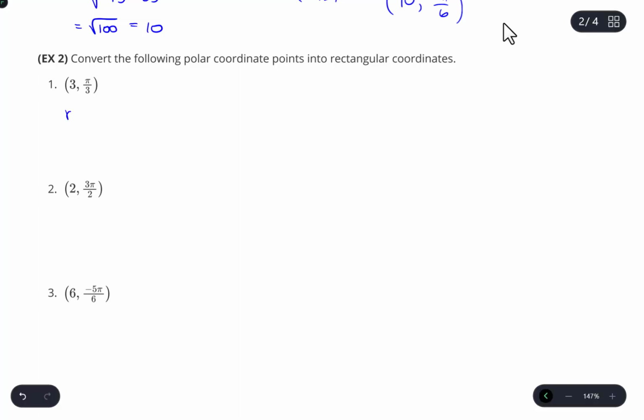So for instance, if you want the x-coordinate of this point, because now this is in r and theta, and we want to convert this into x and y, x is equal to r cosine theta, and y is equal to r sine theta. So in this case, x would be 3 cosine of pi over 3, and y would be 3 sine of pi over 3.